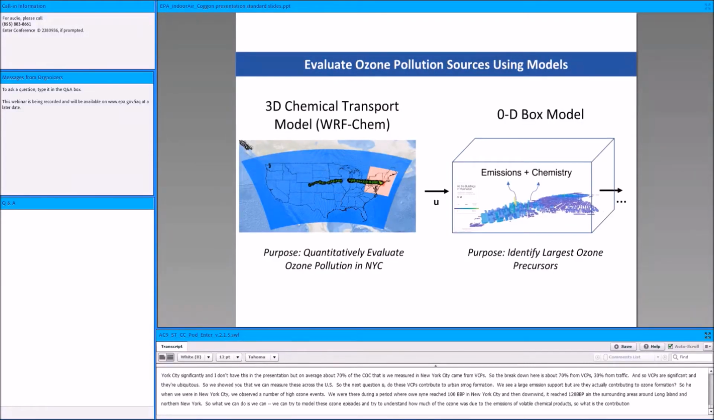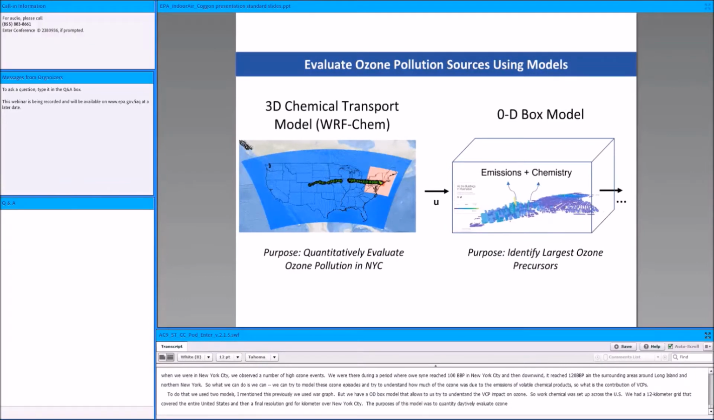To do that, we used two models. I mentioned this previously that we used WRF-Chem, but we also have a 0D box model that allows us to try to understand the VCP impact on ozone. So WRF-Chem was set up across the U.S. We had a 12-kilometer grid that covered the entire United States, and then a finer resolution grid, 4-kilometer, over New York City. The purpose of this model was to quantitatively evaluate ozone pollution in New York City.